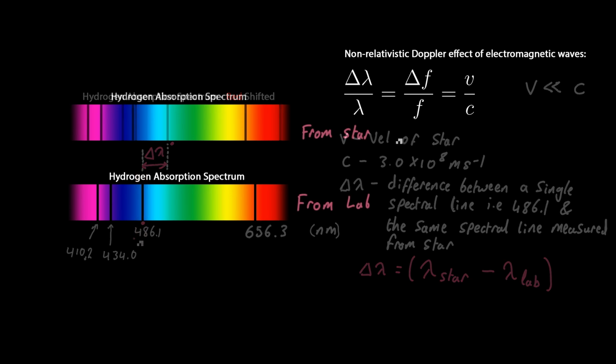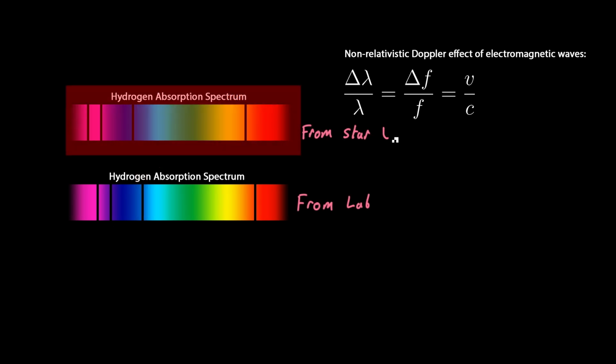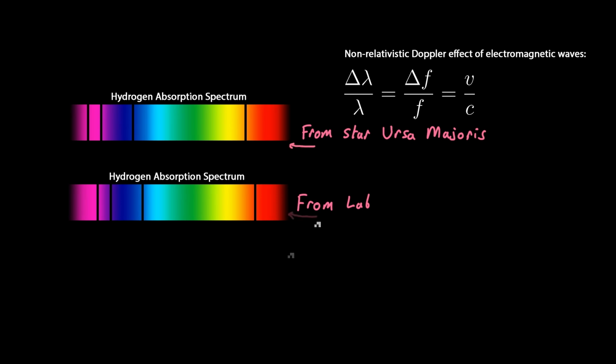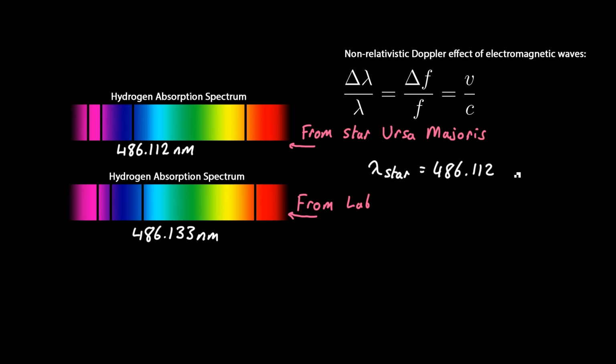So let's do a quick practice problem. We obtain the hydrogen spectrum of light from a star named Ursa Majoris. One of the wavelengths of this hydrogen spectrum is measured to be 486.112 nanometers. But the same spectral line under lab conditions is found to be slightly larger, with a wavelength of 486.133 nanometers. So I've written this out as the wavelength for the star, the corresponding wavelength we'll get in the lab, and we need to find the velocity of this star relative to the Earth.